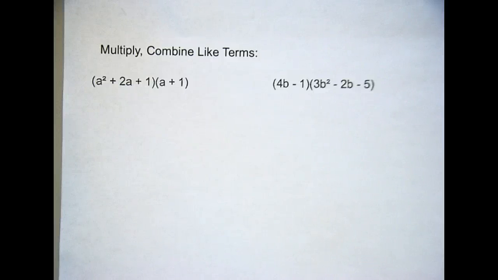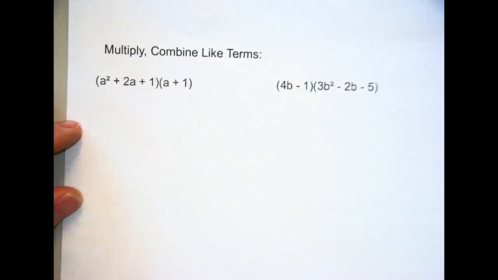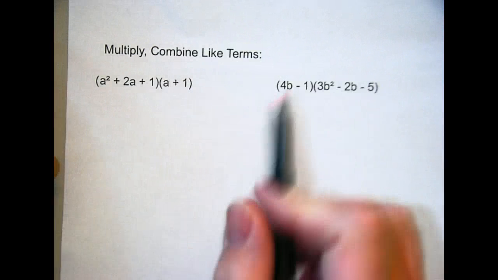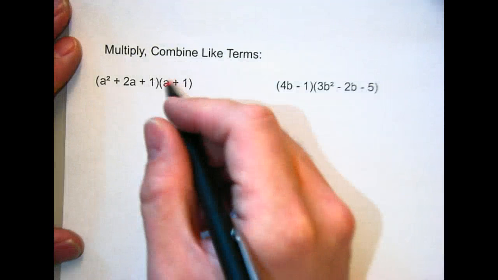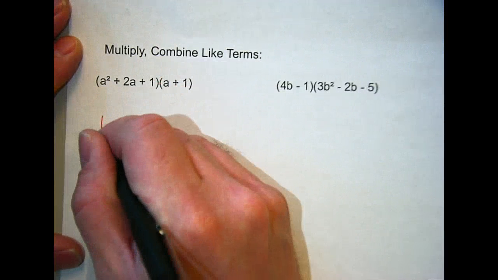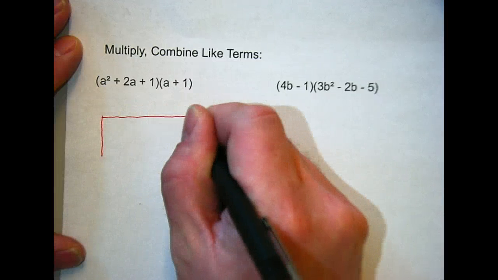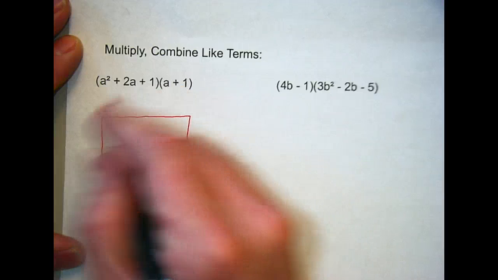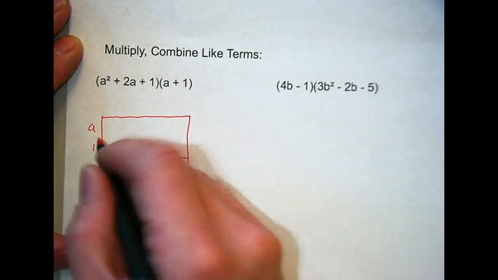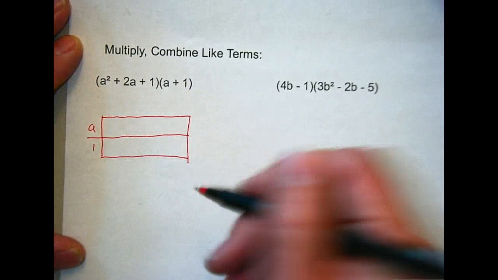These last three are multiplying polynomials. This time we're multiplying a binomial times a trinomial. There are two ways you can do it. First, you could treat it like the box method, which many of you are very familiar with, where you take your a and your 1 and make your box.